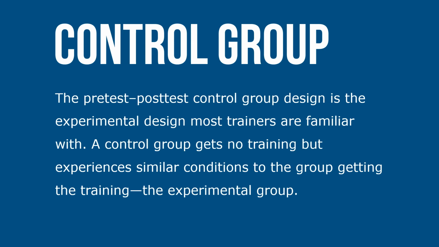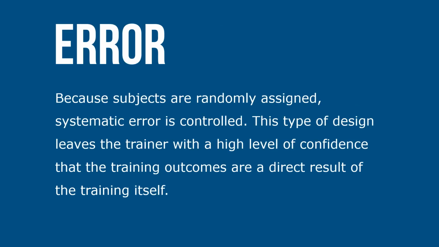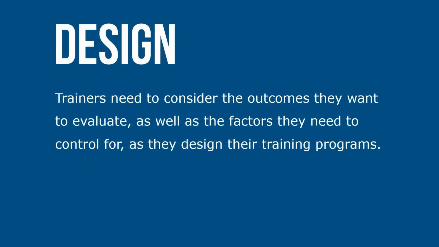A control group gets no training but experiences similar conditions to the group getting the training, the experimental group. Because subjects are randomly assigned, systematic error is controlled. This type of design leaves the trainer with a high level of confidence that the training outcomes are a direct result of the training itself.